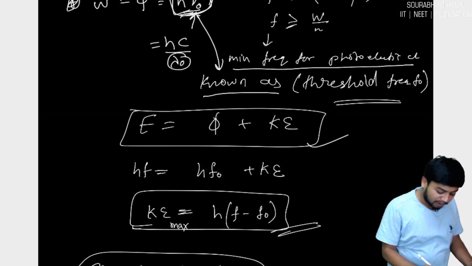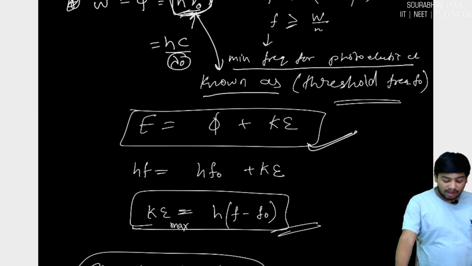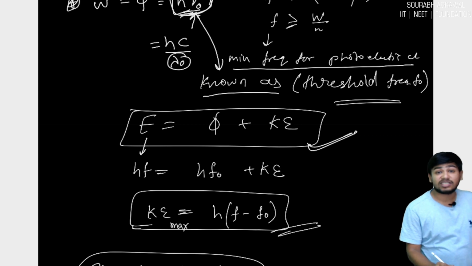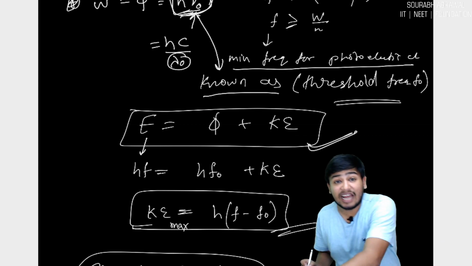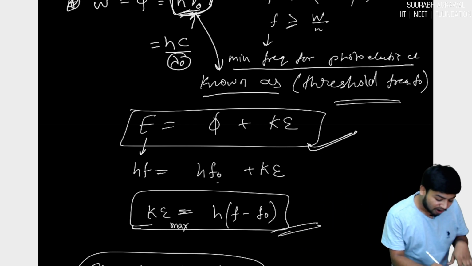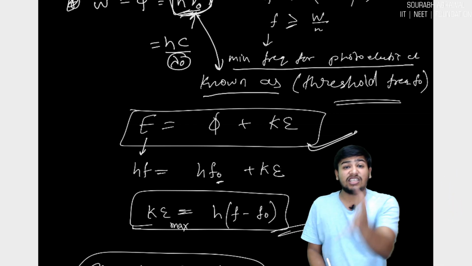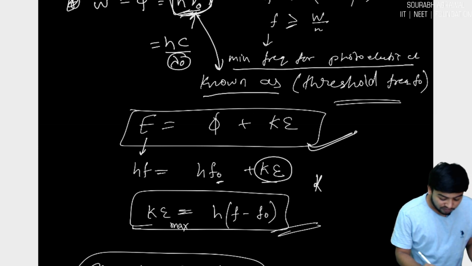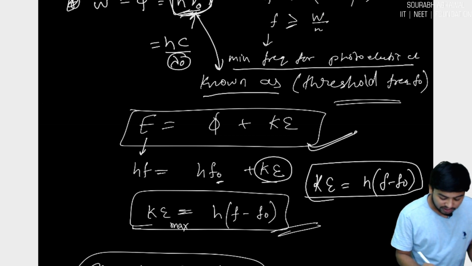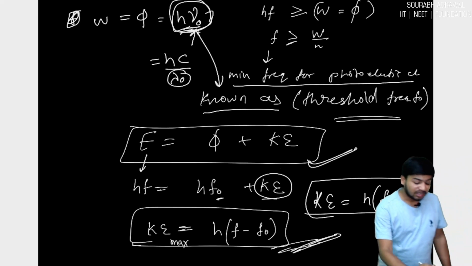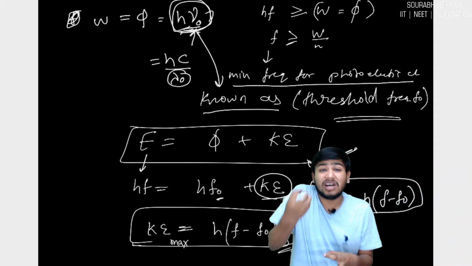I already told you about the formula: E is equal to phi plus kinetic energy. Energy can be written as h into f. What is f? f is the frequency of the light that is coming. What is f naught? f naught is the minimum frequency that is required for the photoelectric effect, and kinetic energy you know. So you can write kinetic energy is equal to h(f minus f naught). You can write this equation. Are you getting my point? So this is the basic thing that you must know and understand.